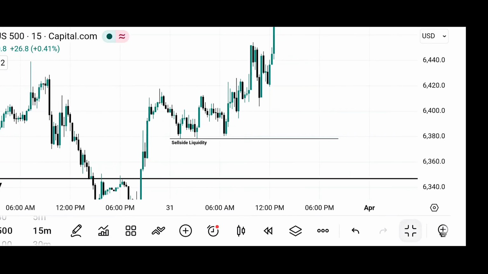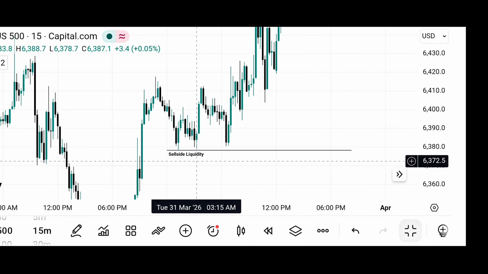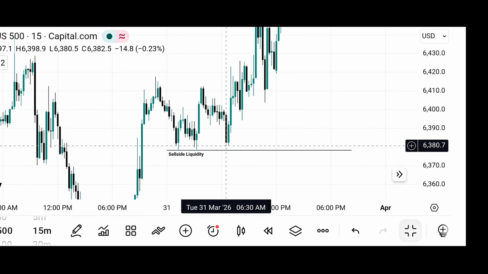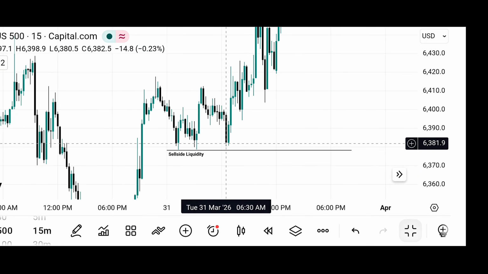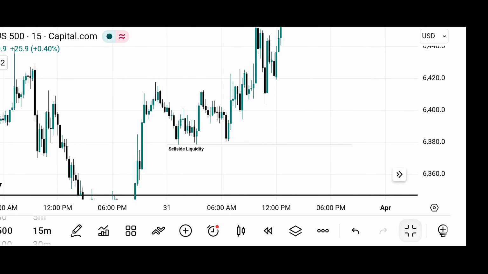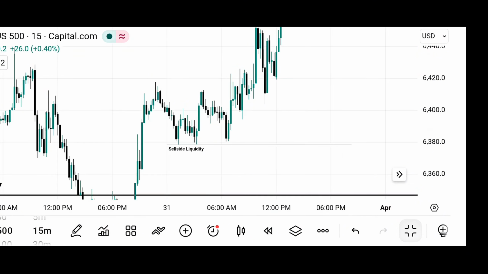Now let's go to the one for S&P 500. Okay, this is the one for S&P 500. Now you see these lows. This was created when? Around 1 a.m. This around 3 a.m. And this low, which couldn't break through, was formed around 6 a.m. Same time, right? It's happening at the same time. Now they are behaving differently. The Dow Jones and the S&P are behaving differently, and it's happening at the same time.